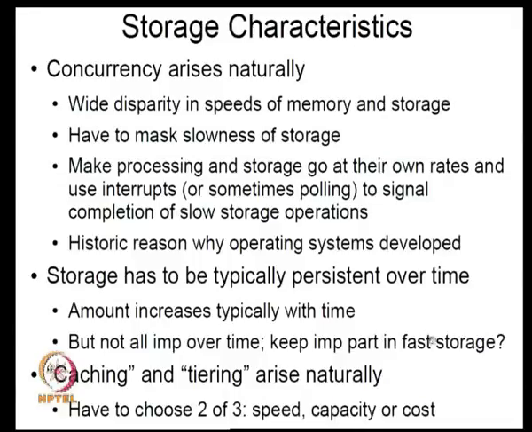Okay. So because of this, there is an interesting thing: since not everything is important, can I keep some important part in fast storage and keep the unused part in slow storage? It's a natural thing. So keeping it in different types of storage is natural in large storage systems. That's why caching and tiering arise naturally. Caching means you keep it in faster storage. Tiering is also the same thing, but you might have different types of storage.